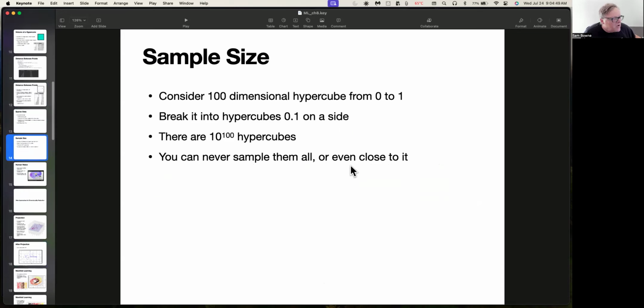All right, so you can never sample them all. For example, if you wanted to get data in every 0.1, so you had 10 data points for every dimension, in 100 dimensions, that would be 10 to the 100 points required to do that.